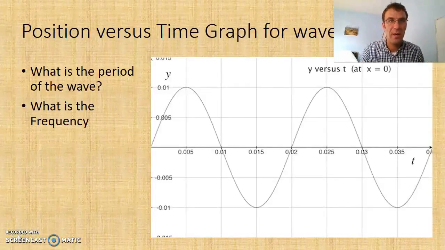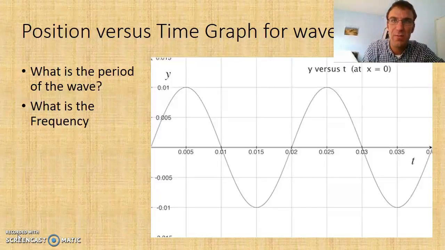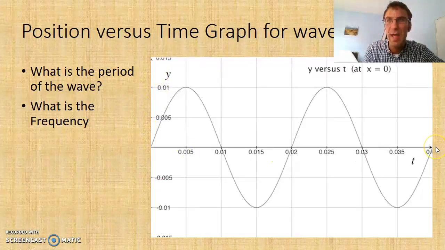Okay, last little thing I want to show you. This is actually explicitly stated that you need to know by the AP chaps. Looking at a position versus time graph for a wave, what can we get from this graphic? So this is a position versus time graph. I got the position, the Y position up here, and the time across the bottom.